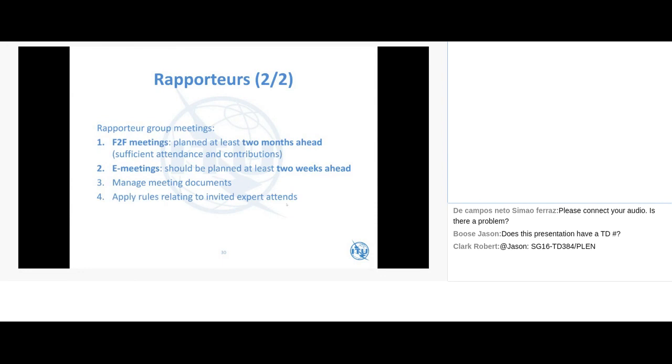They're also responsible for applying the rules related to invited experts. So this is a nuanced area of its own, but it is a responsibility. When it's necessary to have a non-member participate, there are rules that apply, and it's up to the chair of that group, typically a rapporteur in this case, to make sure the rules are followed. The rapporteur is also responsible for outputting the necessary documents. So as a minimum, all rapporteur group meetings should output a meeting report, and that should typically be submitted as a TD to the next study group meeting. Another typical output might be a draft text or liaison statements and so on.